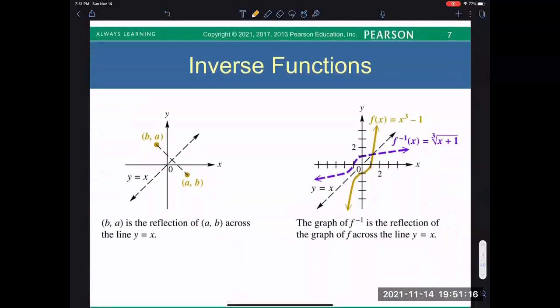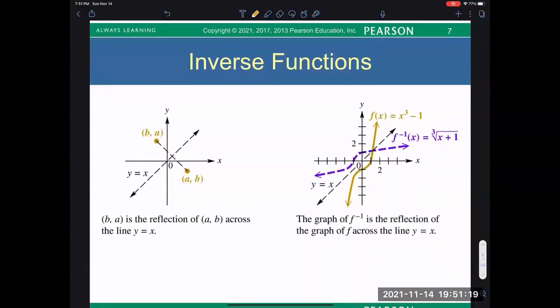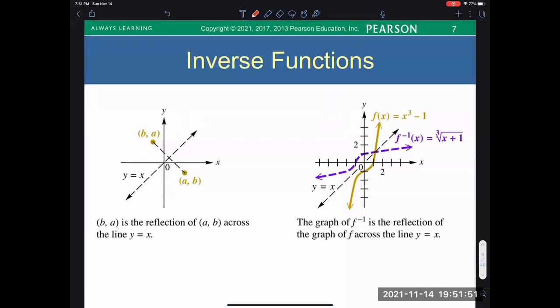And so if you put all this together, they do have a nice graphical slide here to remind us what this translates to. That each point of the original function, (a, b), gets translated to the flip or reflection of that point across the line y equals x, (b, a). You just switch the values. If you do that for every point of the original function, then you end up flipping the entire graph of the original function, or reflecting it across the line y equals x. So they have a nice example here where the original function was x cubed minus 1.